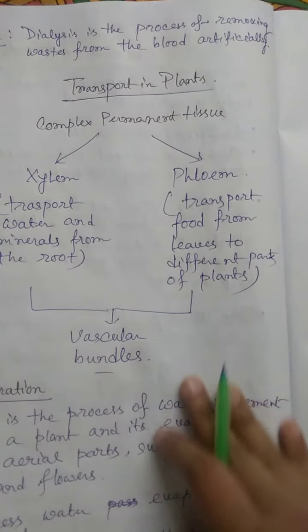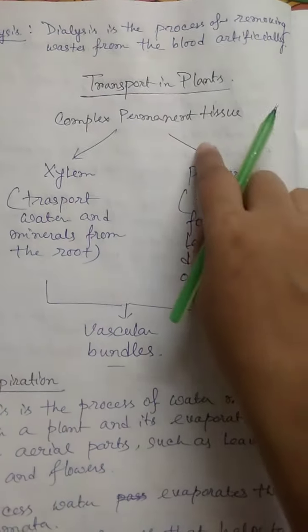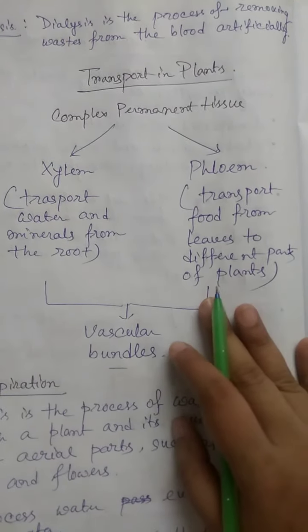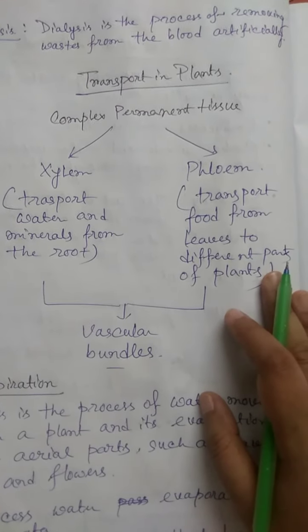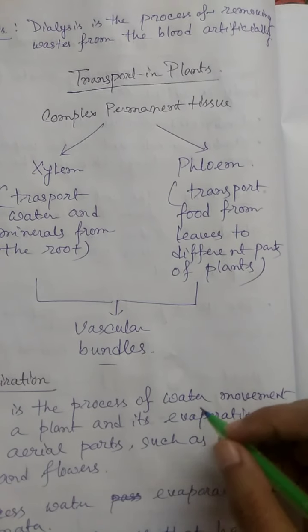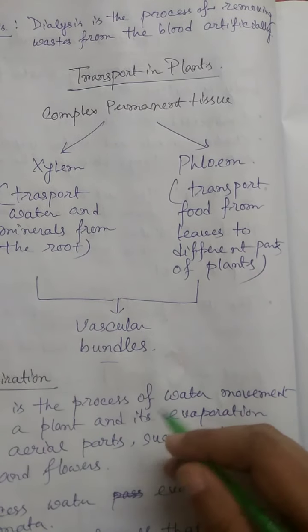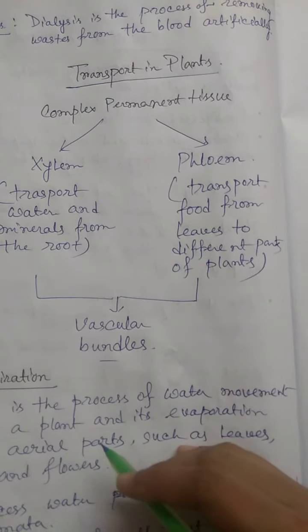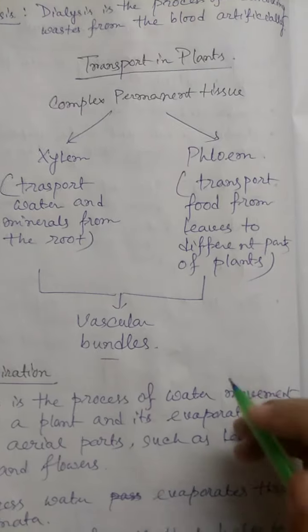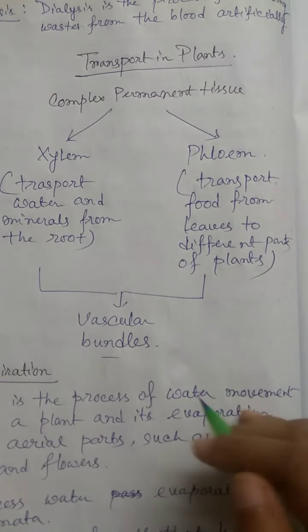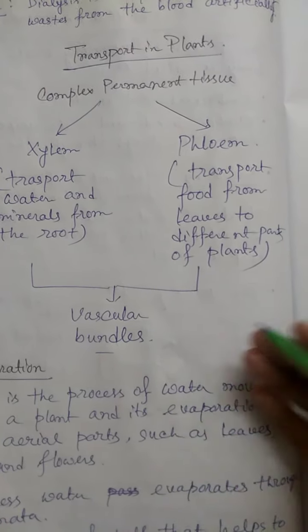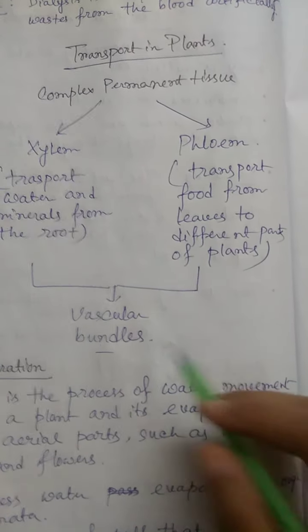Now we are going to the last part of this chapter, transportation in plants. To get there, first we have to know about tissue and complex permanent tissue. All living organisms are made up of tissue. Tissues are cells that work together and do a particular job. Complex permanent tissue means they can be found in plants. They are complex as there are many types of cells working together. There is not one type of cell; there are many types of cells working together to do a particular job.